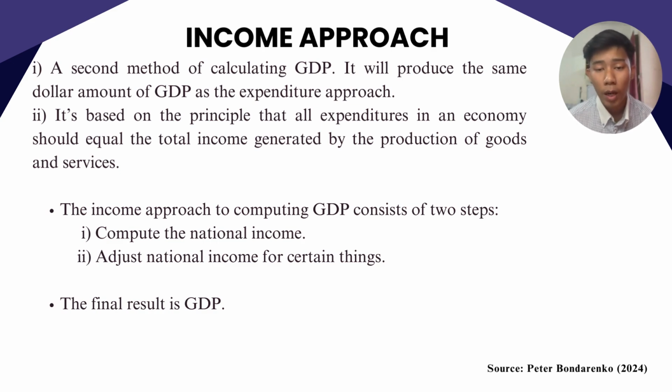So, the income approach of computing the GDP consists of two main steps. The first one is to compute the national income, and the second one is adjusting national income for certain things. And the final result will be getting the GDP. We go to the next slide.